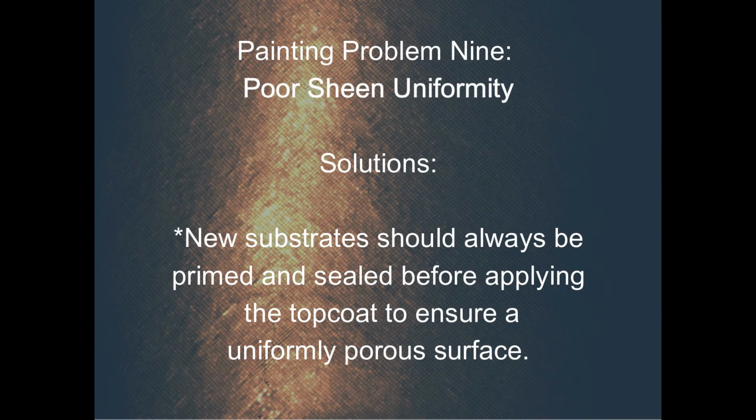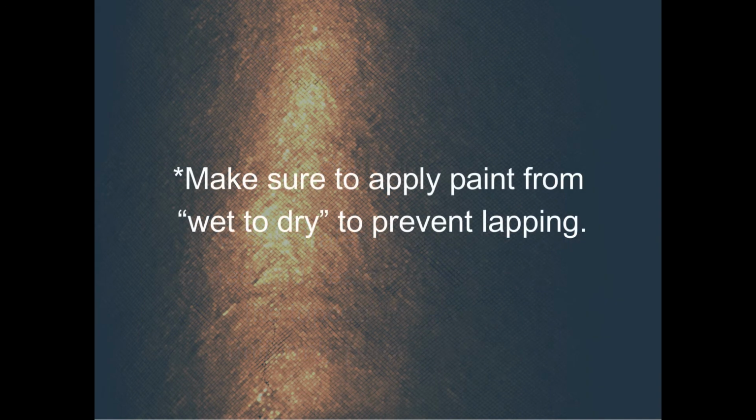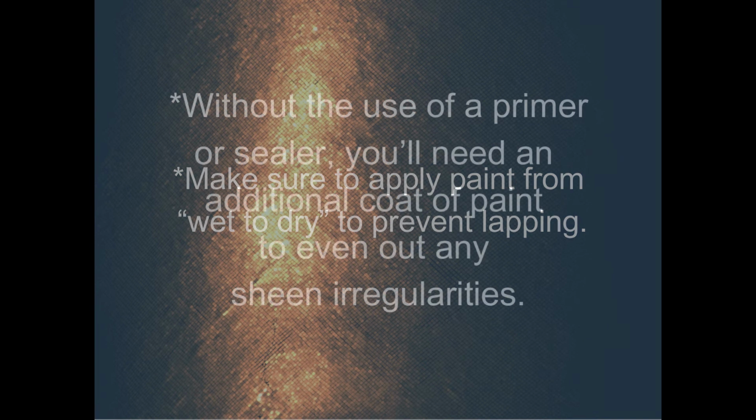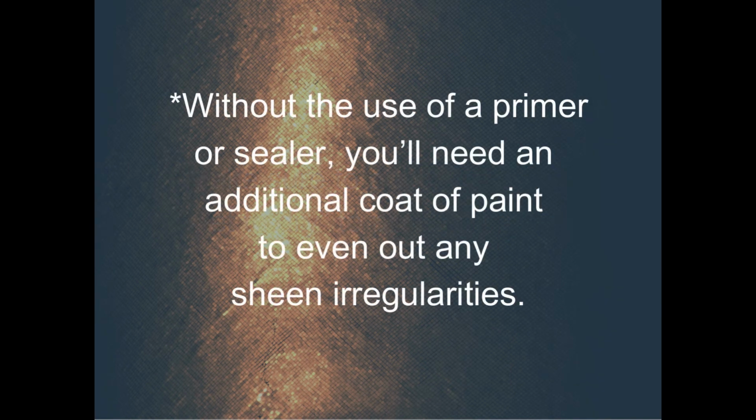Painting problem 9, poor sheen uniformity. Solutions: new substrates should always be primed and sealed before applying the top coat to ensure a uniformly porous surface. Make sure to apply paint from wet to dry to prevent lapping. Without the use of a primer or sealer, you'll need an additional coat of paint to even out any sheen irregularities.